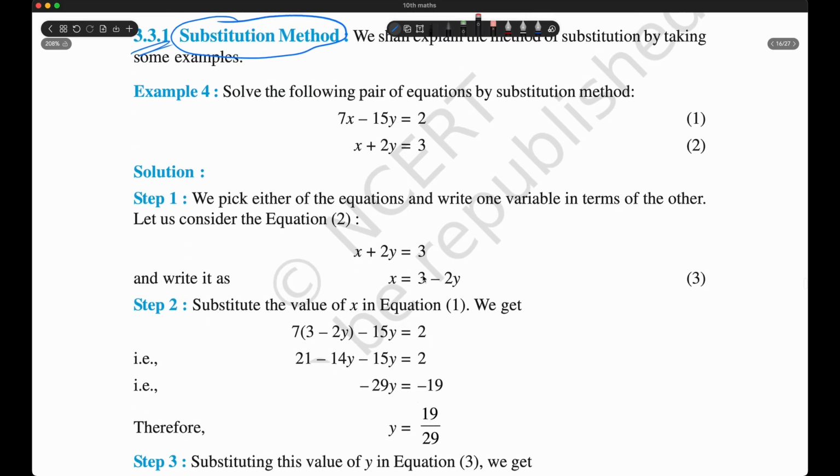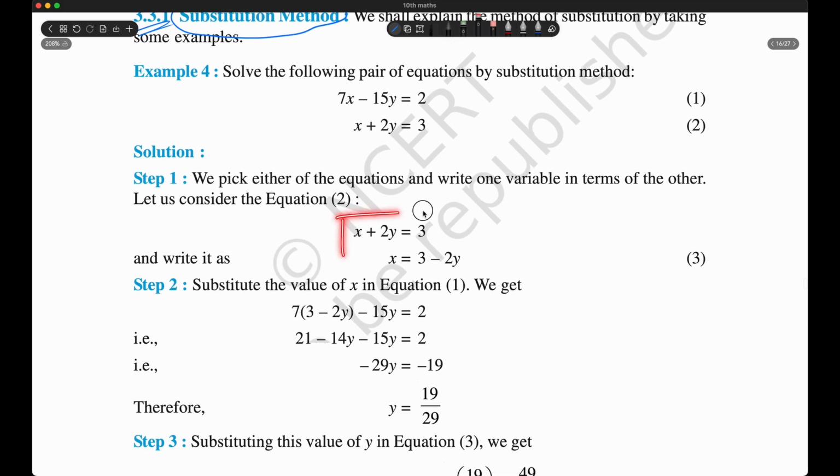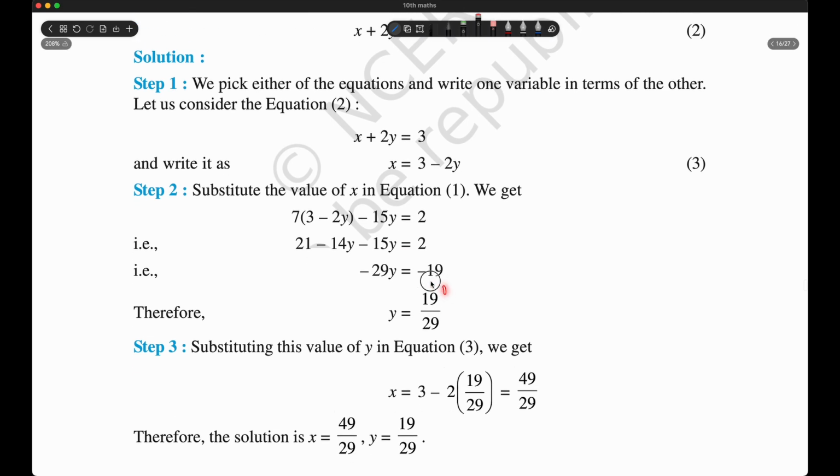We have seen this example. They have taken the second equation, made x the subject, and then the value of x is put in the other equation, that is 7x, x is equal to 3 minus 2y, minus 15y equals to 2. They have solved for y, and then using the second equation they have put the value of y, that is 19 upon 29, and they have got the value of x, that is 49 upon 29.